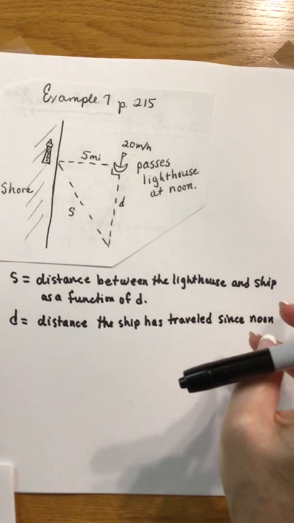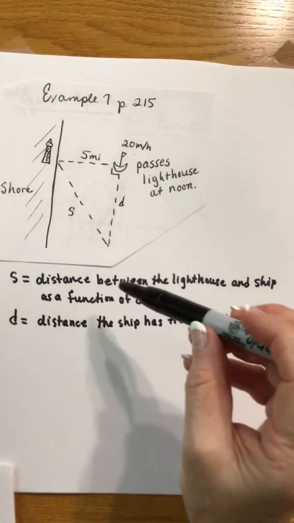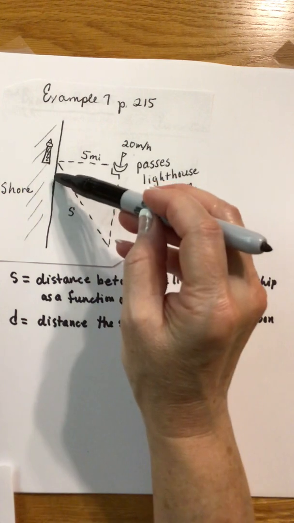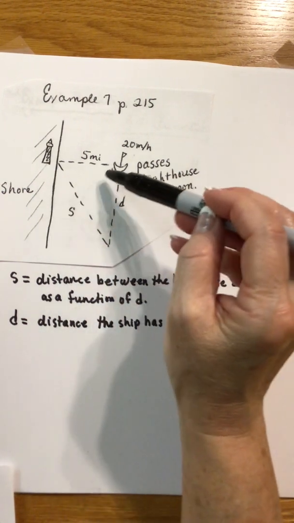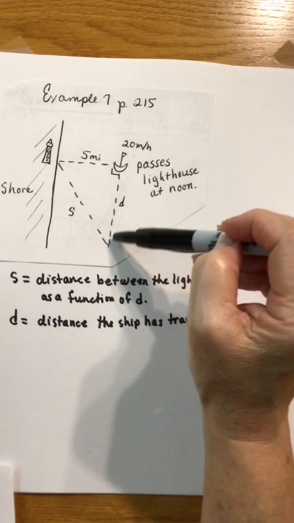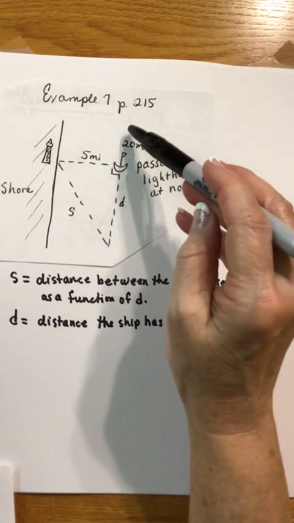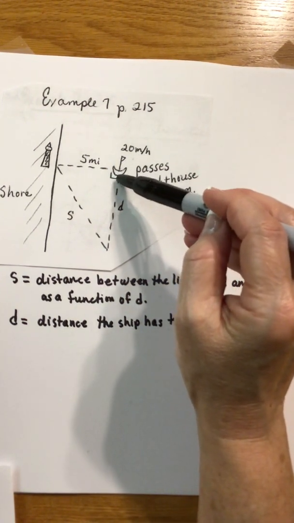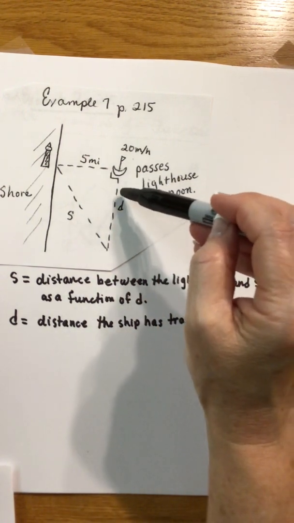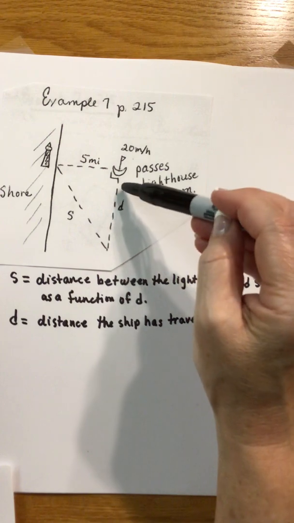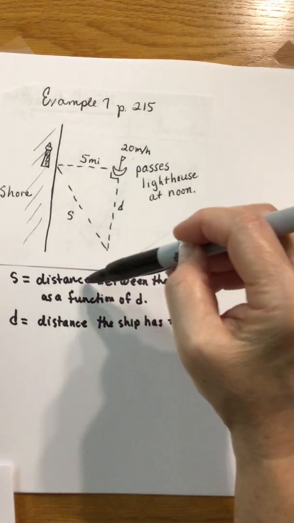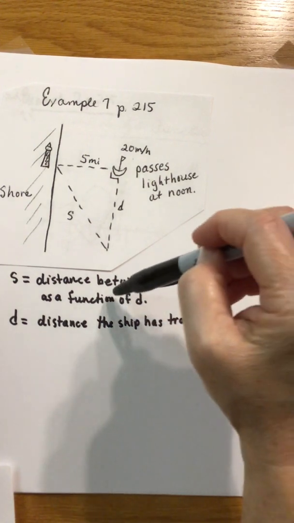So we're going to give you a minute to get the picture drawn, but if we look at this right here, you're saying that the ship is 5 miles from shore, so there's my shore, and then this is the distance that it's going to travel past noon. So this ship is coming along here at 20 miles per hour, and then it passes the lighthouse at noon. So d is the distance it travels since noon. And s is between the lighthouse and the ship as a function of d.